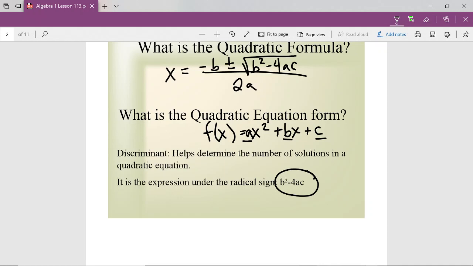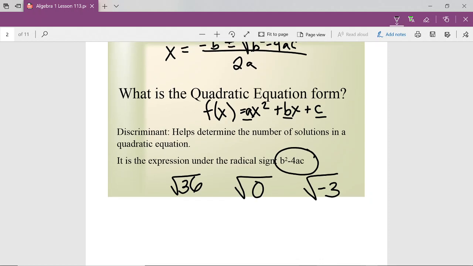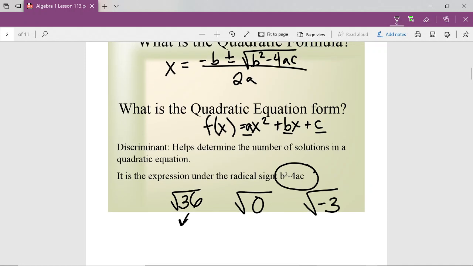So for example, if I were to put in some numbers and I ended up simplifying to something like the square root of 36, the square root of 0, and the square root of negative 3, each one of these would actually tell me something different about this quadratic. With this first one, it would tell me that I would have two different roots. The reason for that is because of this plus or minus that comes before the radical. So actually I have plus 6 and I have minus 6 coming from that radical. This next one, the square root of 0, if I have plus or minus the square root of 0, I'm still going to just have 0, so I actually only have one root.